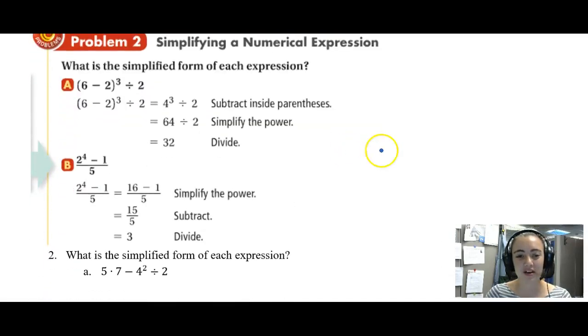So let's try using this. We're going to simplify a numerical expression. What is the simplified form of each expression? We'll start with 6 minus 2, to the third power, divided by 2.